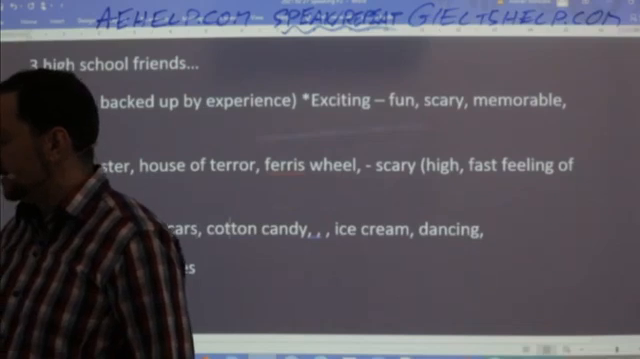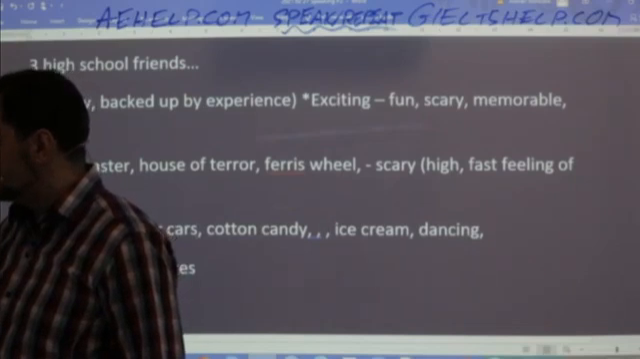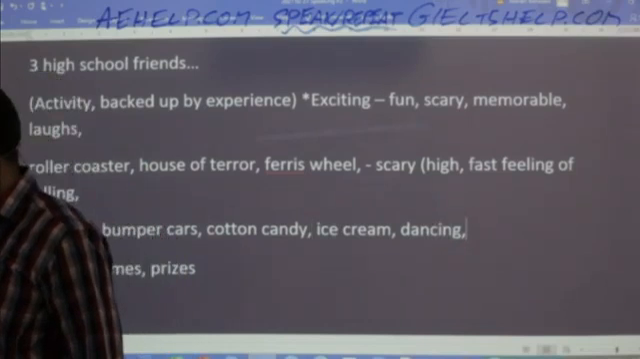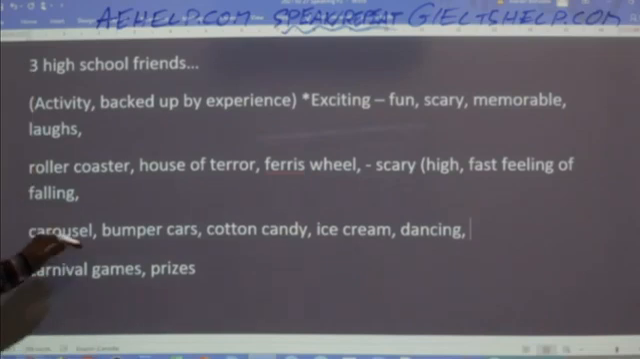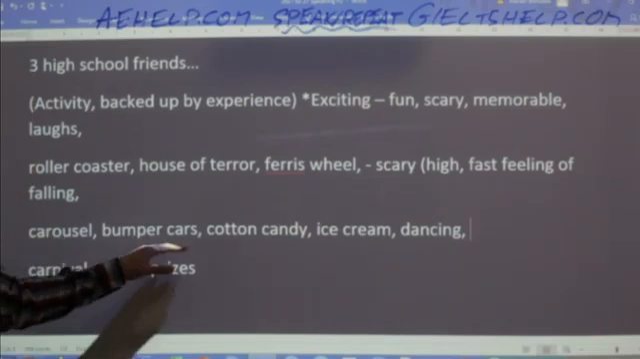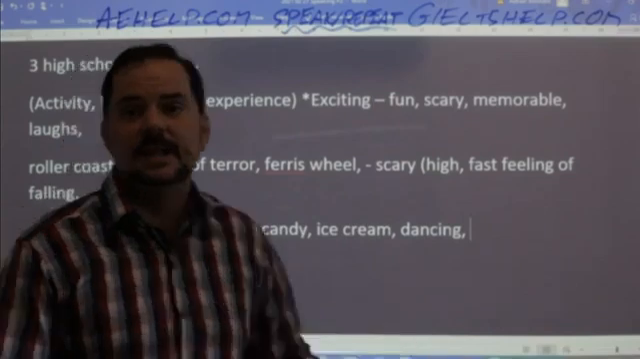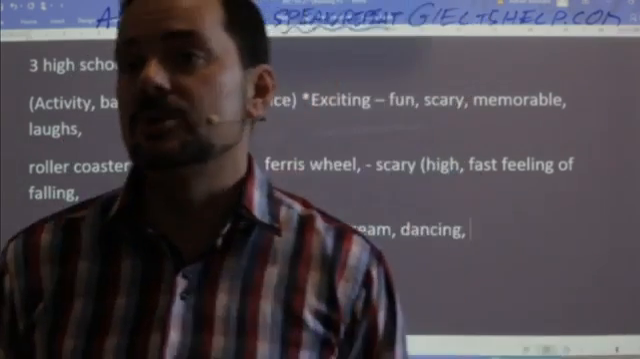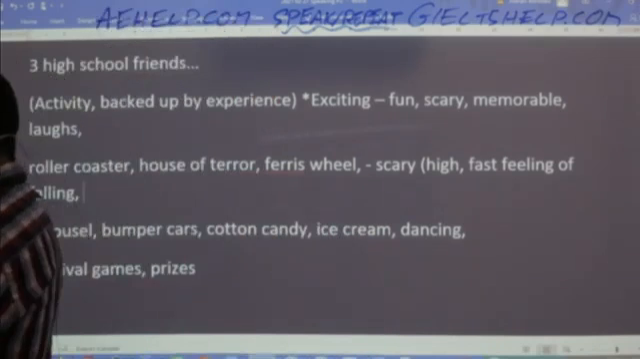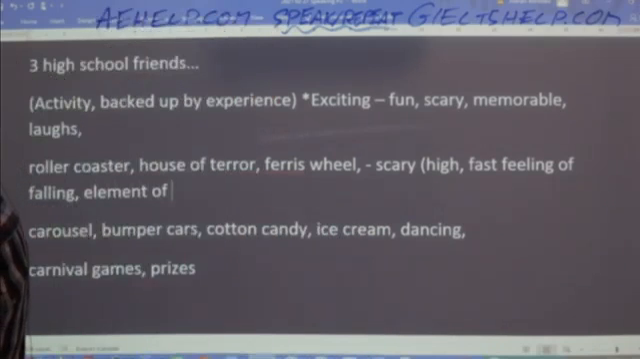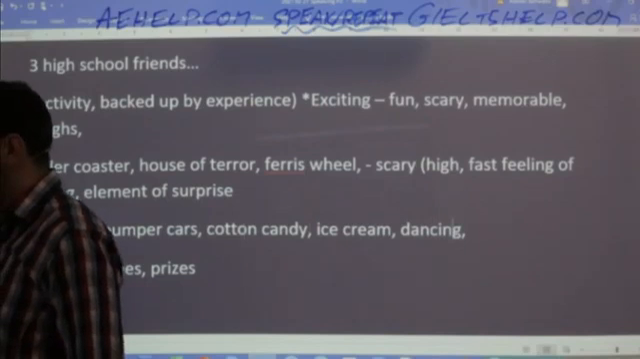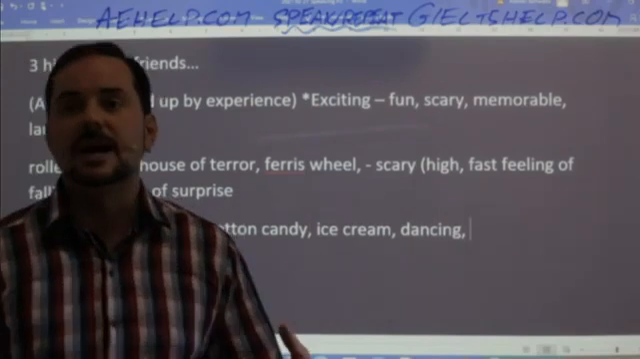So carousel, bumper cars, cotton candy, ice cream. Why is that exciting? So carousels, bumper cars, cotton candy, ice cream, dancing. Why would that be exciting? So what's going on there? Prashita says a very good element of surprises for the previous. Yep, that's for the House of Horror. Yep, very good. Okay, those details are what are going to get you those high band scores.